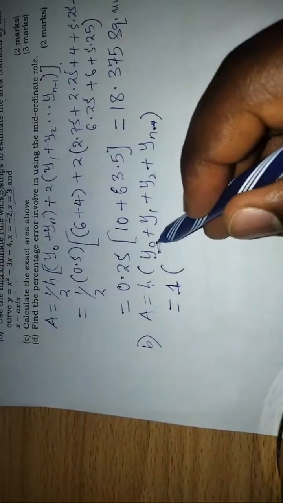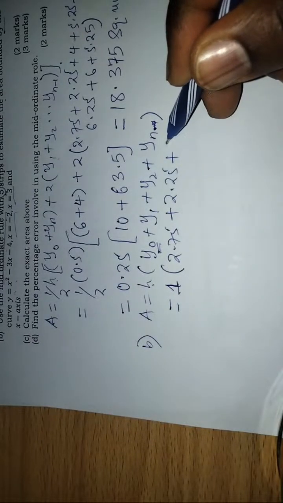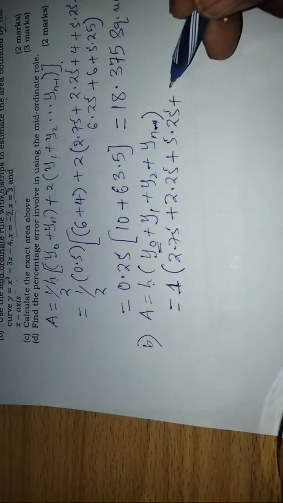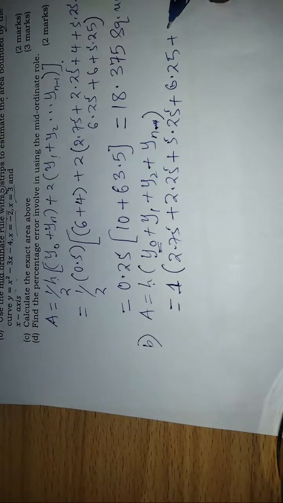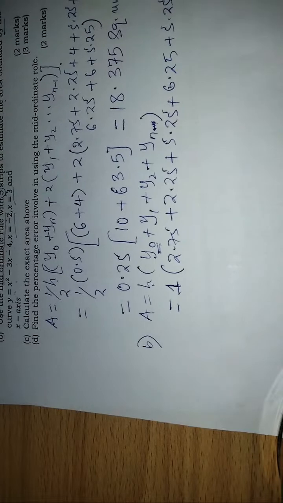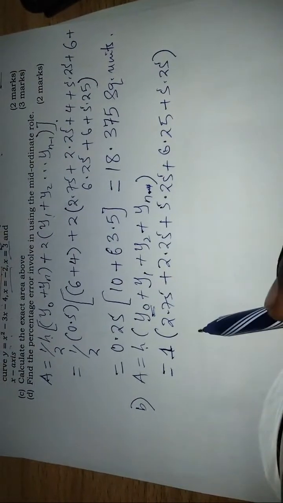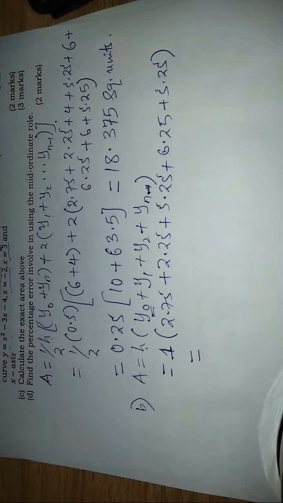Then we are having y0, which is the first value there, 2.75. The next is 2.25. Remember, I'm picking the absolute value even if a value of y is negative, since we just want area, and the negative sign simply means area is on the lower side of the x-axis. To 5, then 5.25. So these are the values I'm going to add up to give me area.